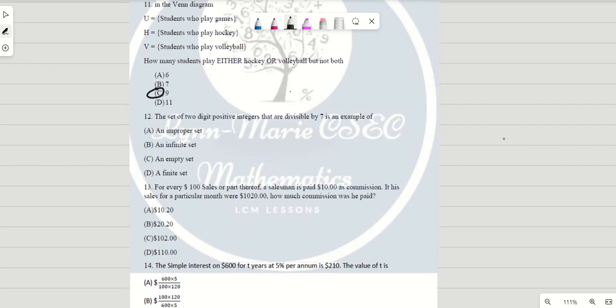A set of two-digit integers that is divisible by 7 is an example of. First off, guys, this is two-digit integers, so we know there's a limit, right? Divisible by 7. This is not an improper set. It is not an empty set because there are numbers that are divisible by 7. It's fine, infinite or finite. First off, they said two digits, right? There's only so many two digits there are. So it would not be an infinite, it would be a finite set, right?